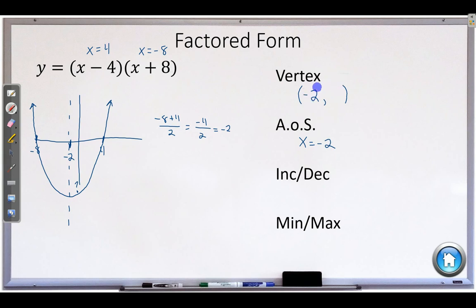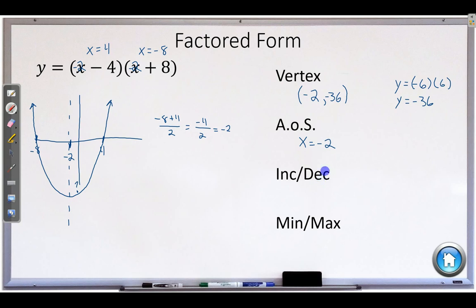To find the y, you simply plug in x. So here we're going to plug in negative 2 and see what the y becomes. I can do some of that in my head. So y is equal to negative 2 minus 4, which is negative 6, times, I'll just put the parentheses, negative 2 plus 8, which is 6. 6 times negative 6 is negative 36. So it went way down there on the y-axis, negative 36.